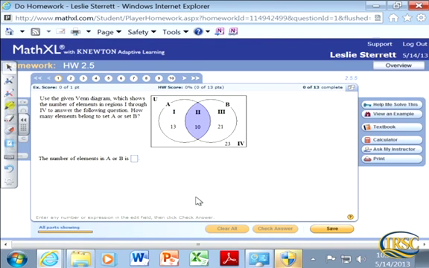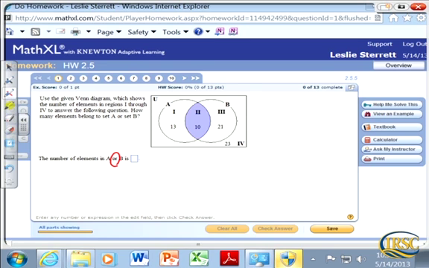So here is a Venn diagram that's already been created for you. It's got the cardinalities in there. They also put the regions in case it was easier for you to look at the region numerals as well. And so it wants you to figure out the number of elements in A or B. What's the key word there? Or.